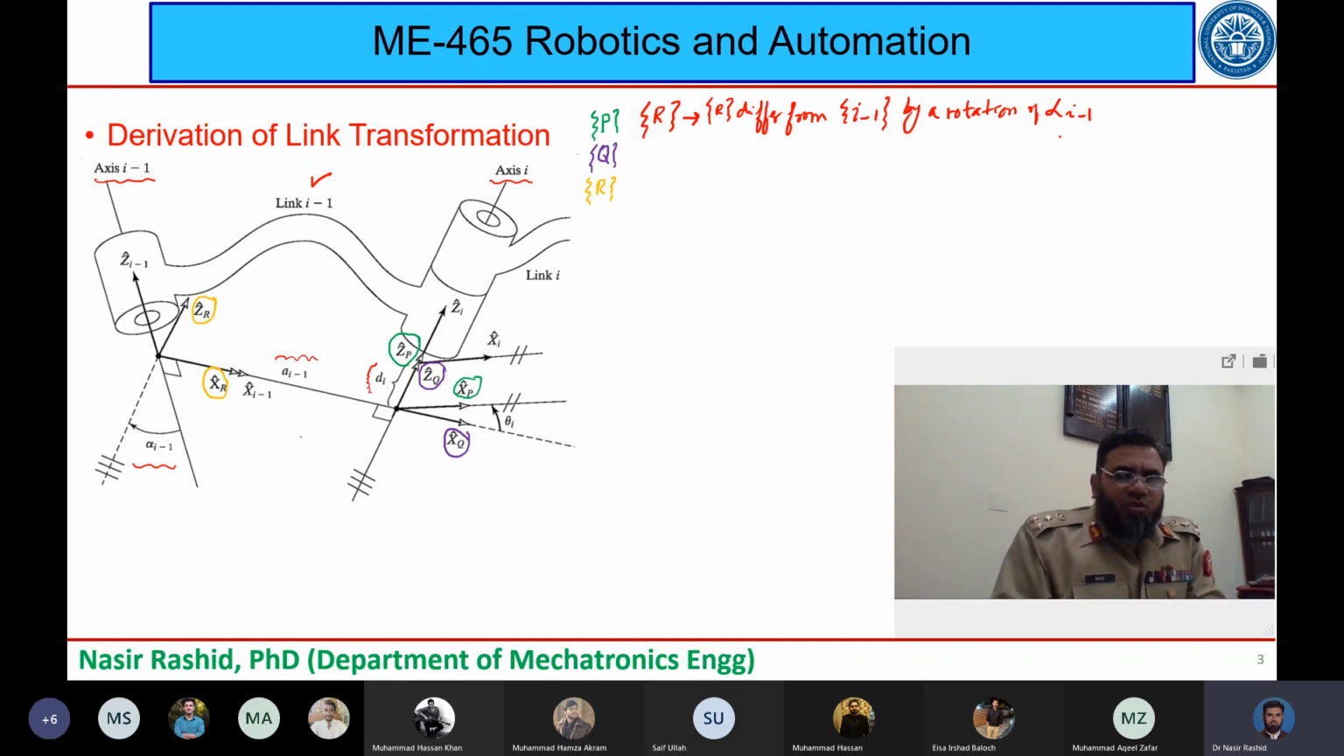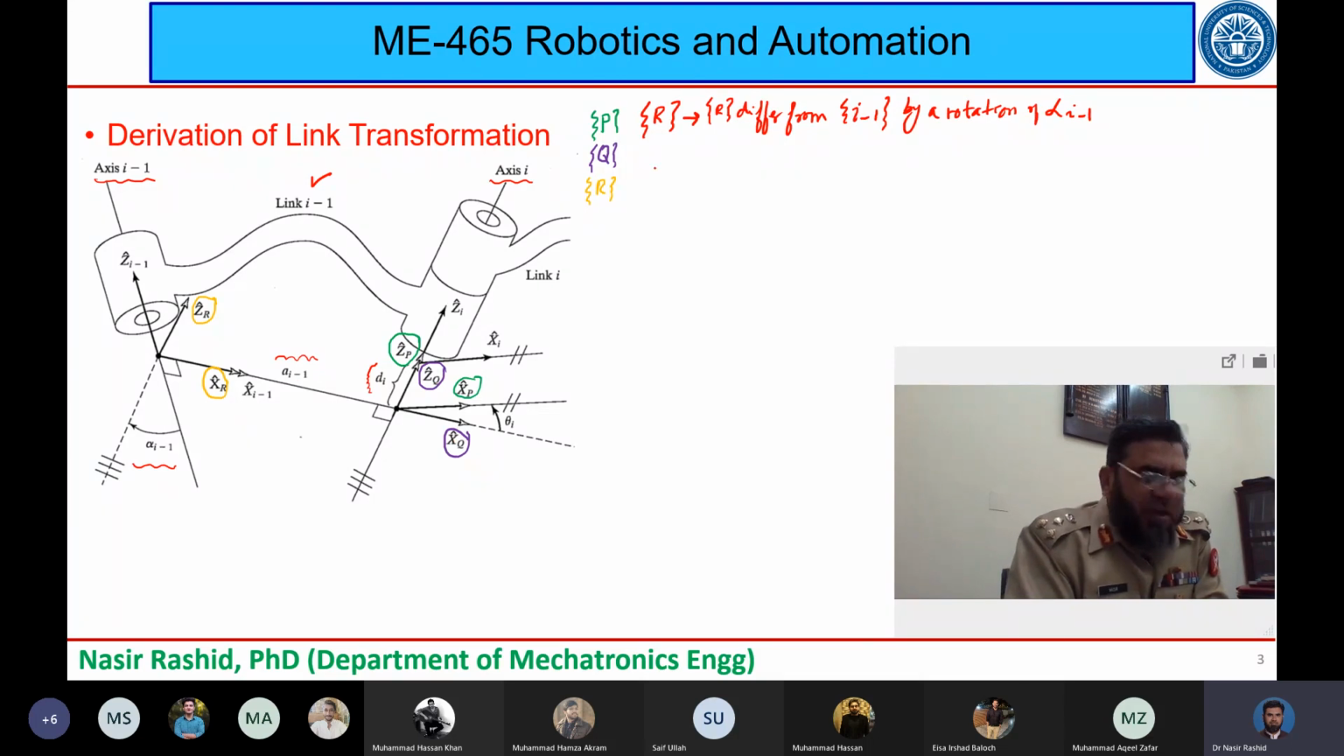Okay, now let us come on to the frame Q. So we have frame Q here, which I had marked in magenta color. So this Q differs from R. This Q, ZQ and XQ, this frame Q differs from frame R in terms of a translation which is given by A minus 1. I repeat, the frame Q differs from frame R in terms of a translation which is A minus 1.